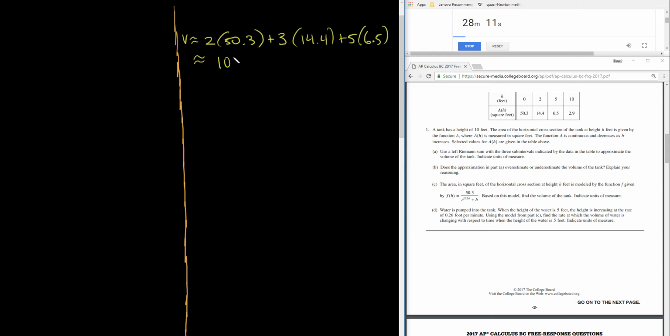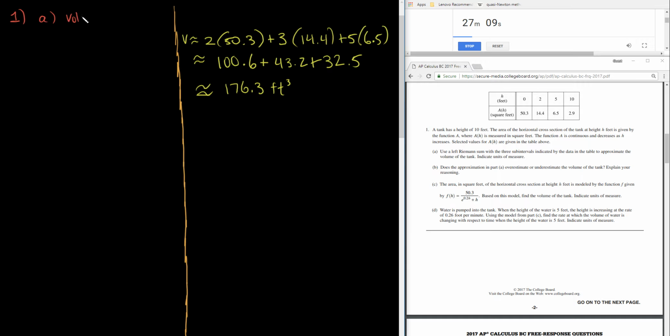So, here we're going to get 100.6. Here we're going to use a calculator so we don't mess up. It's 3 times 14.4, which gives us 43.2, plus 5 times 6.5, which is just going to be 32.5, but let me check 5 times 6.5. Yes, okay, that's correct. So we're approximately equaling here 100.6 plus 43.2 plus 32.5, bada bing bada boom, 176.3 cubic feet. So let's write this out that this is question 1A.